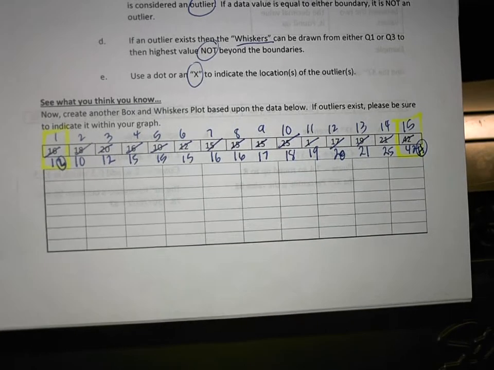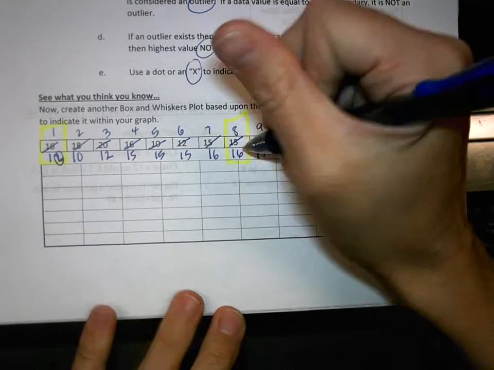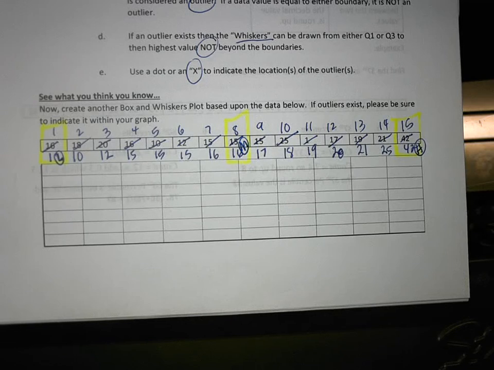Since there are 15 pieces of data, what would be my median on this one? Number 8. Very good. So number 8, which means it's a 16. Very good. So this right here is my median. And then we need to find our Q1 and Q3.